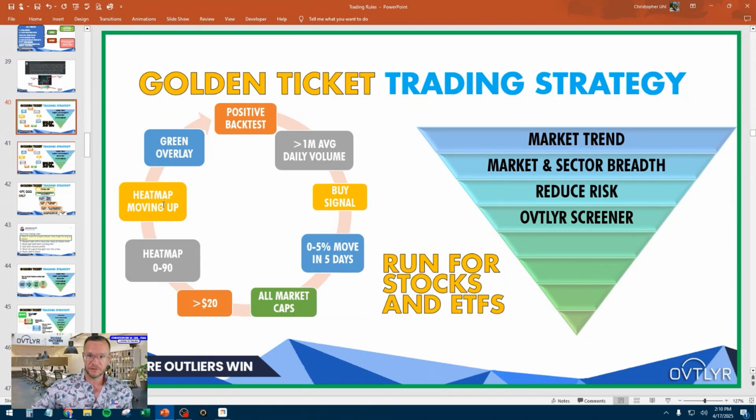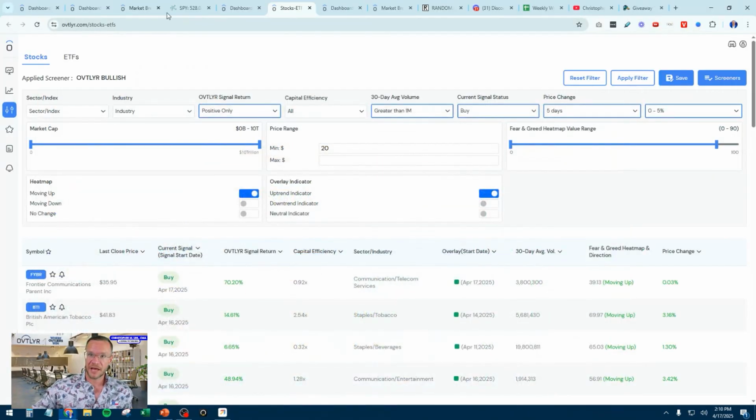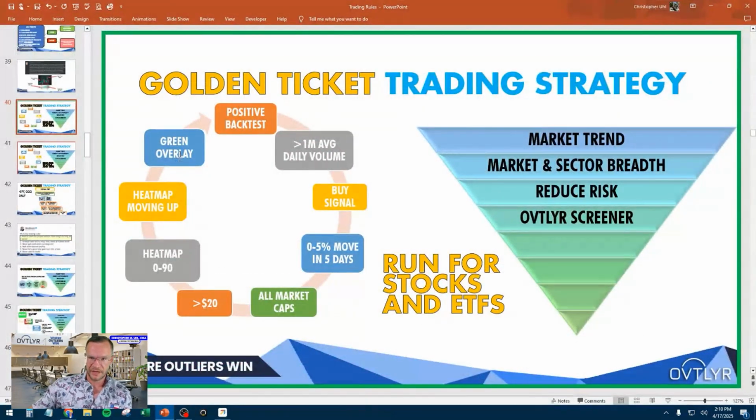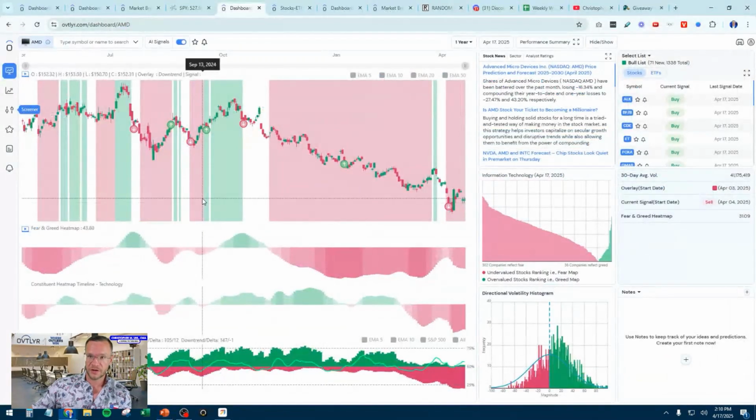The heat map moving up. Heat map meaning the behavioral heat map, and that is this value right here. If it's getting less fearful, more greedy, or if it's getting more fearful and less greedy. That's what the heat map is measuring right there. And then lastly, a green overlay. A green overlay is an uptrend. Now, this is AMD. I just happen to have this one up right here. AMD has not had many uptrends, which is why it's been in this big red downtrend for a hot minute.